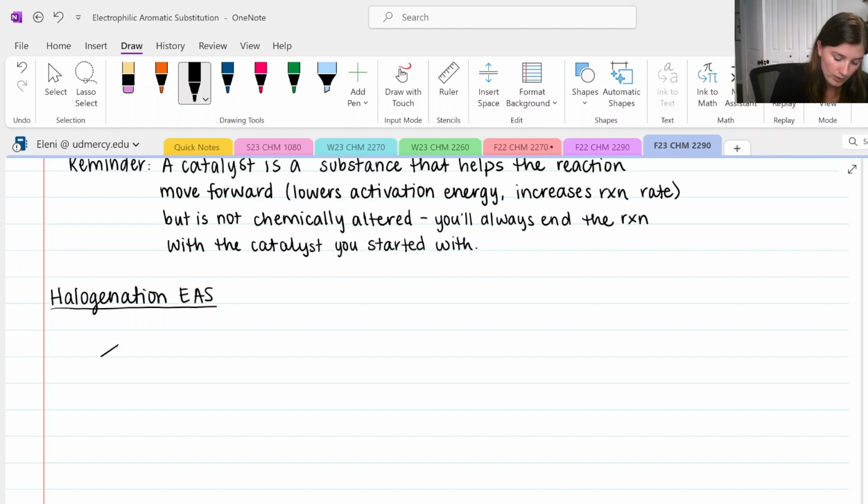So we can do this with bromine and with chlorine. For the general scheme and for the mechanism, we will do that with bromine, but it's analogous if you're adding chlorine. So we have our benzene ring.